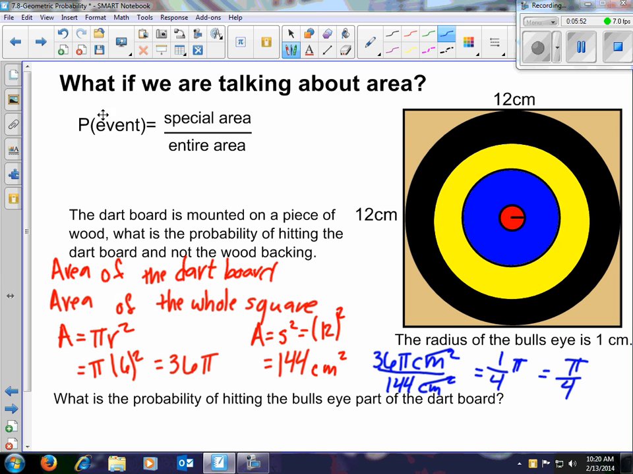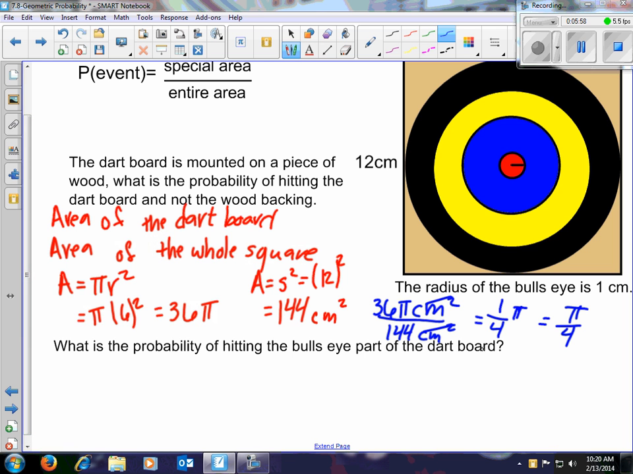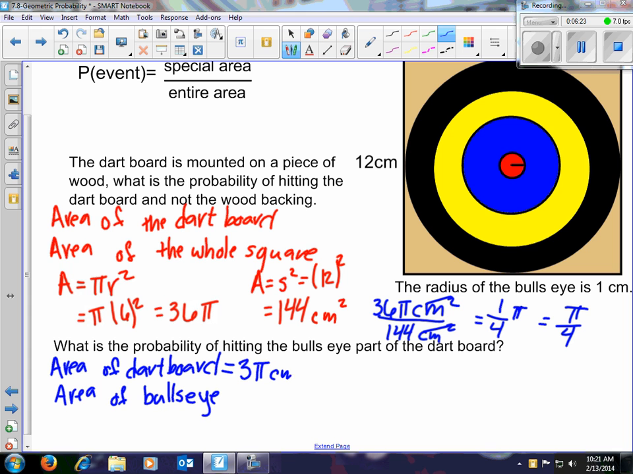Now the last part of this question says, what is the probability of hitting the bullseye part of the dartboard? So we need the area of the dartboard and the area of the bullseye. So we have dartboard we already figured out was 36 pi centimeters squared. Now we're going to find the area of the bullseye.